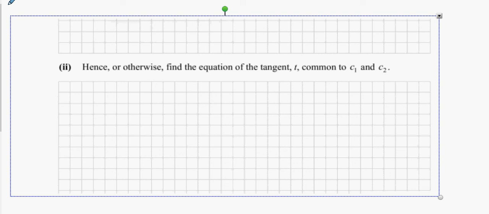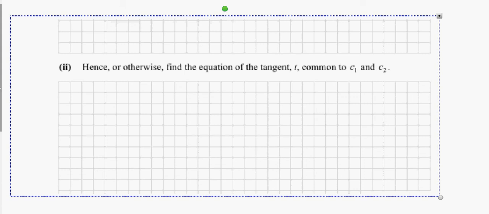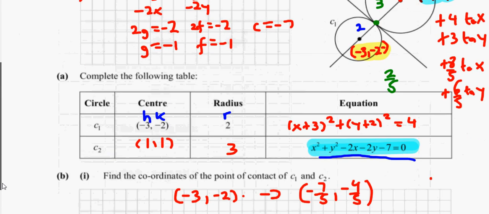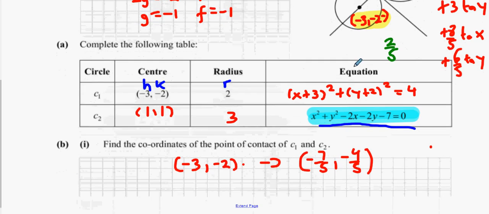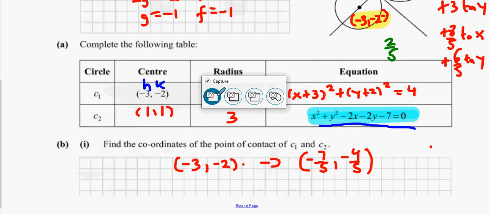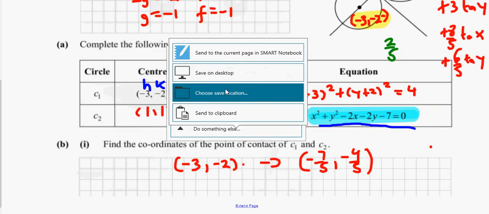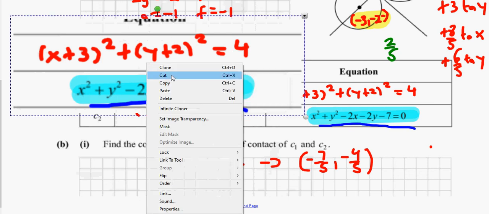Hence or otherwise, find the equation of the tangent t common to C1 and C2. Now believe it or not, there's the easiest way ever to do this question. You take away the equation of the first circle from the equation of the second circle, and you get the common tangent. So I'm going to take these two equations here, and I'm just going to keep it on this page for a second, and you're going to see the little trick that we're going to do to get this done.